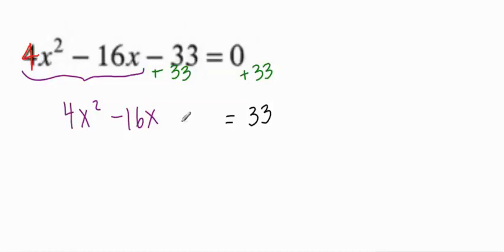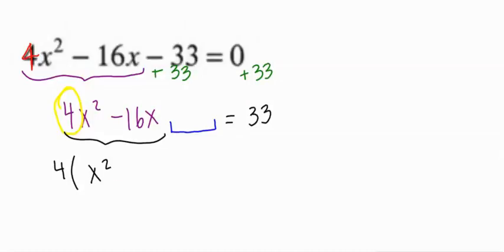And I have room right here to complete the square. However, remember that I said we have to have a leading coefficient of 1. So I'm going to factor out this 4 from these first two terms, leaving me x squared minus 4x. And I'll end my parentheses just before that equal sign.